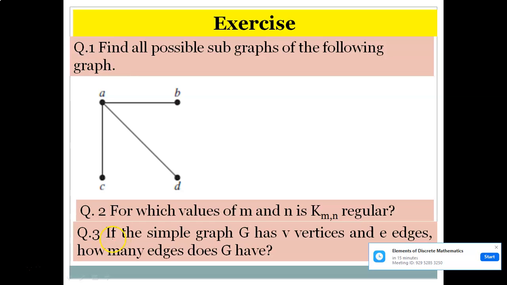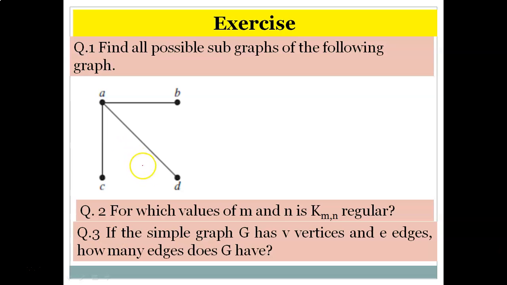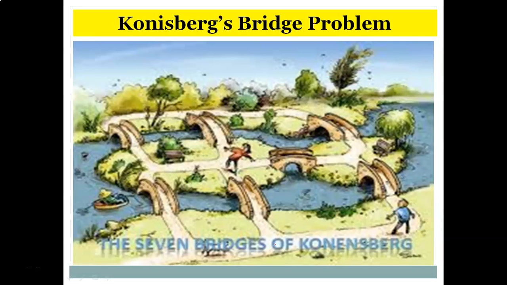Third, if a simple graph G has m vertices and n vertices and e edges, then how many edges does G have? The third problem. So these were the numerical problems. Now we are coming to a very famous problem of graph theory, that is the Konigsberg bridge problem.